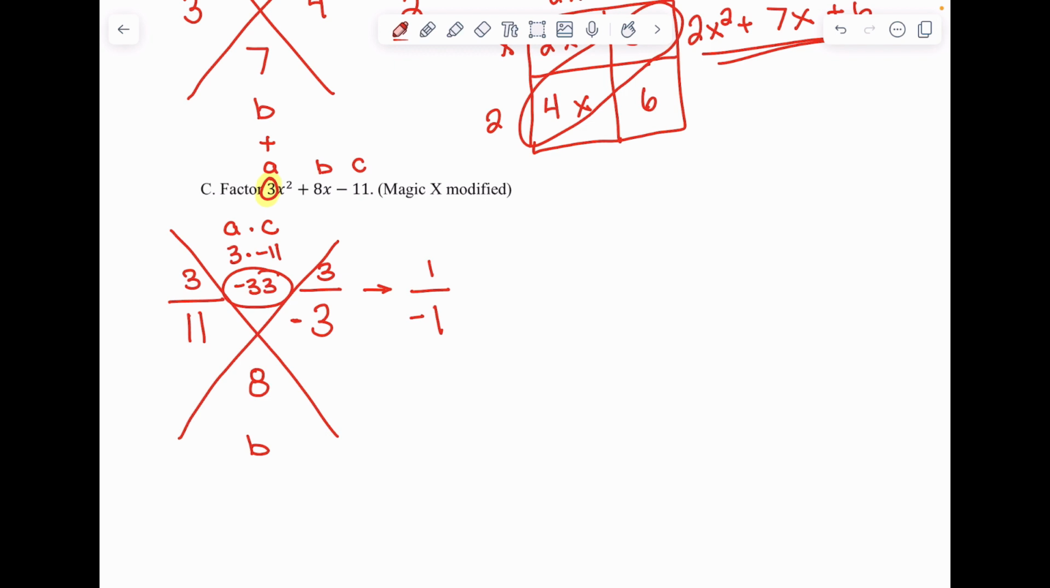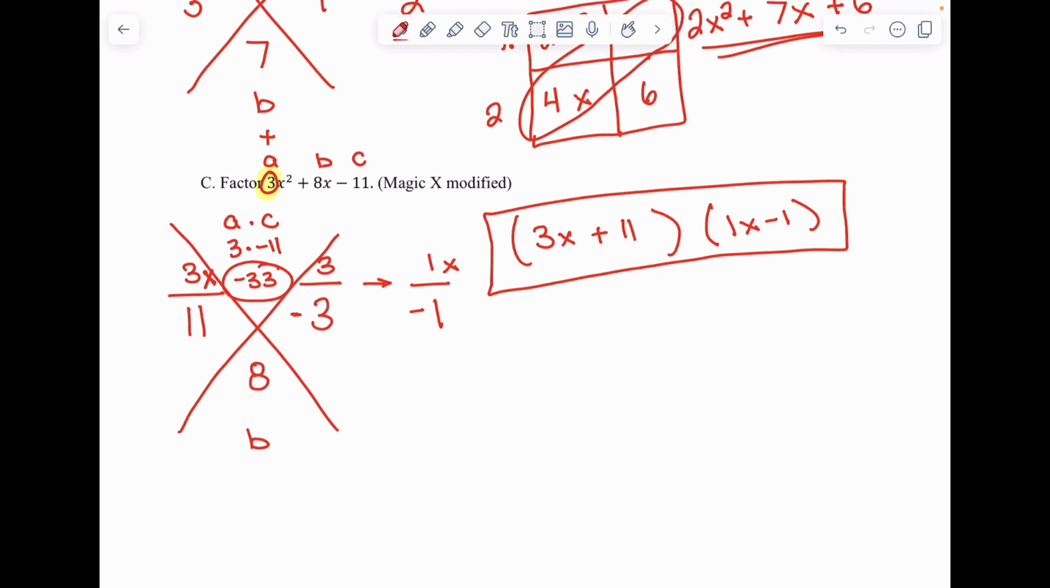And then remember, the number on top goes with my x, and the number on bottom tells me what I'm adding or subtracting. So my first fraction, I have 3x and 11, which will look like 3x plus 11. And then my second fraction is 1x minus 1, and so that's my second binomial.